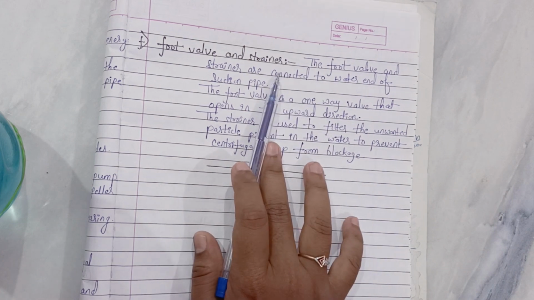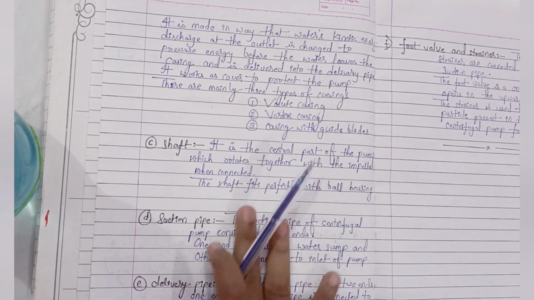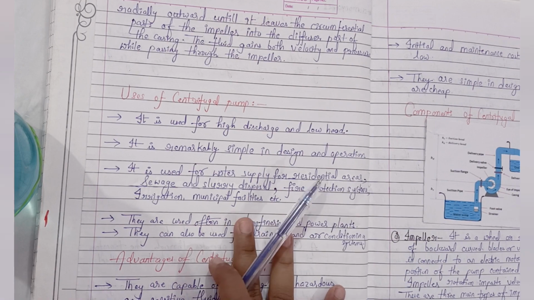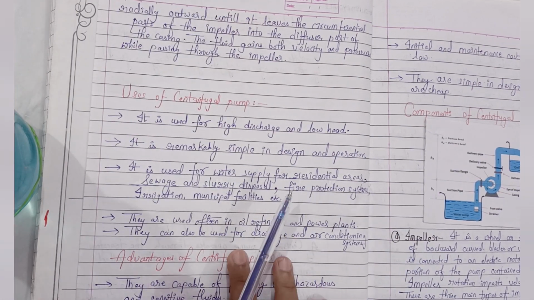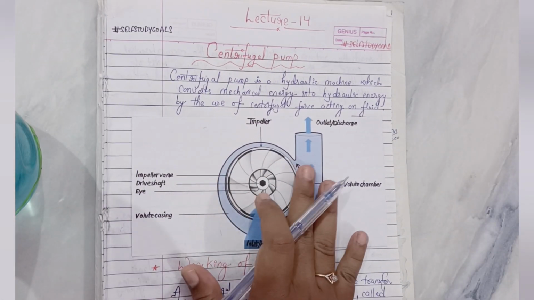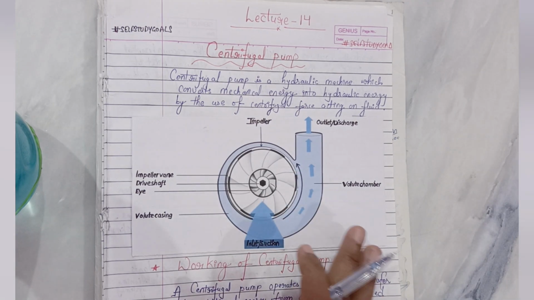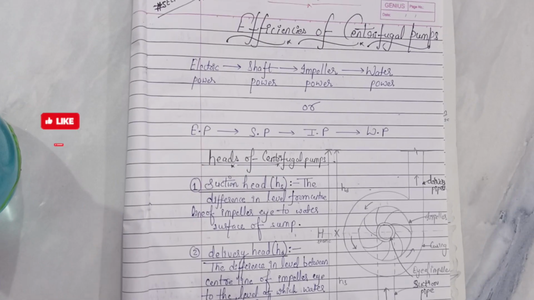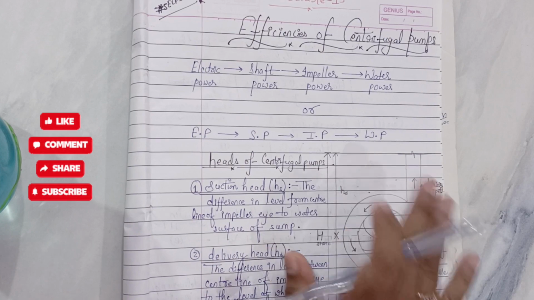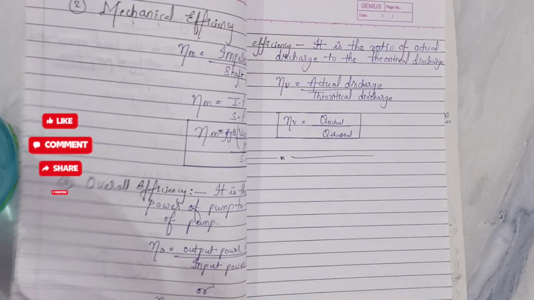So this is simple. These are all the components of the centrifugal pump, and these are the uses and working of a centrifugal pump. Hope you have understood what a centrifugal pump is, its working, components, uses and advantages. In the next lecture we will see the efficiencies of a centrifugal pump in detail.